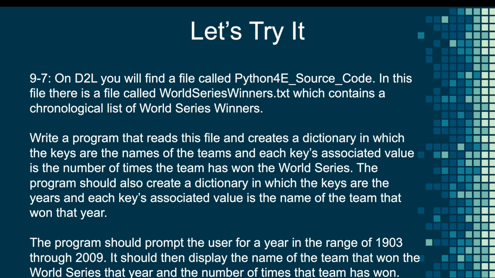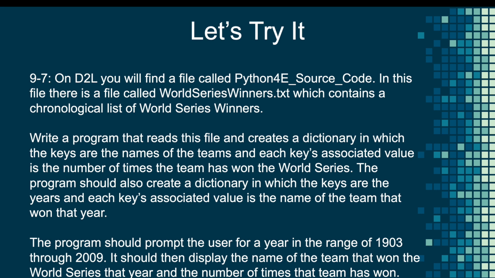The program should also create a dictionary in which the keys are the years. So we're making 2 dictionaries. And each key's associated value is the name of the team that won that year. So on the second one, we're going to have a list of years, in this case 1903 to 2009. And each of those keys should be associated with just the team name that won that year. Following that, we should prompt the user for a year in the range of 1903 to 2009. And we should then display the name of the team that won the World Series that year and the number of times that team has won. So we're going to need to use 2 dictionaries.